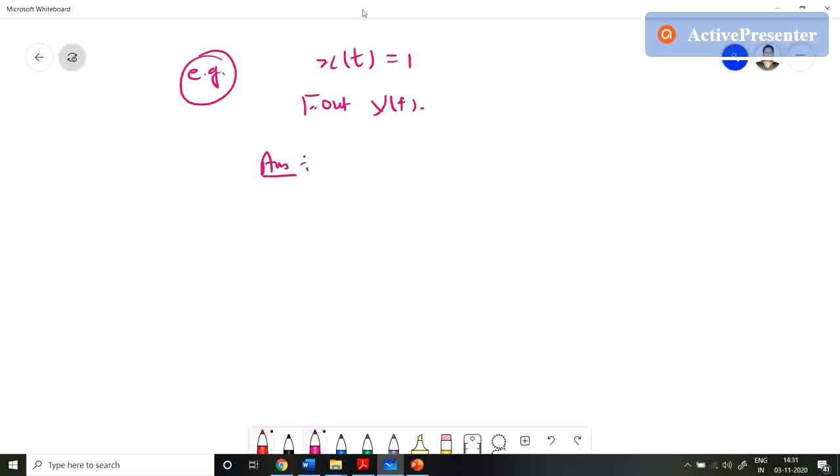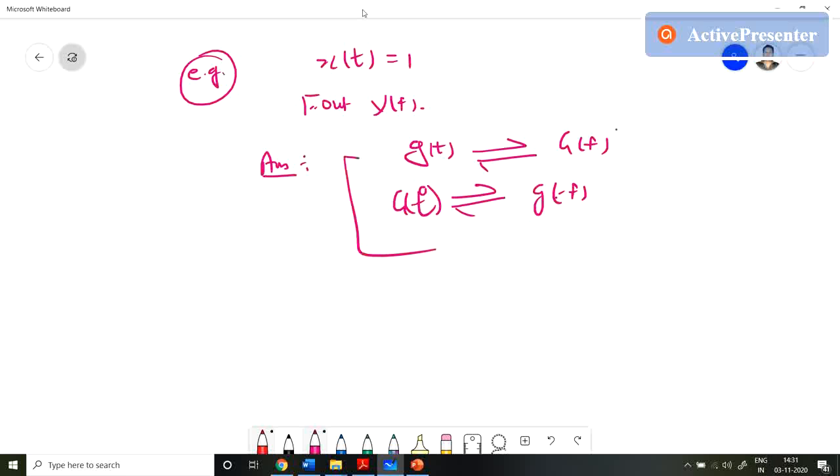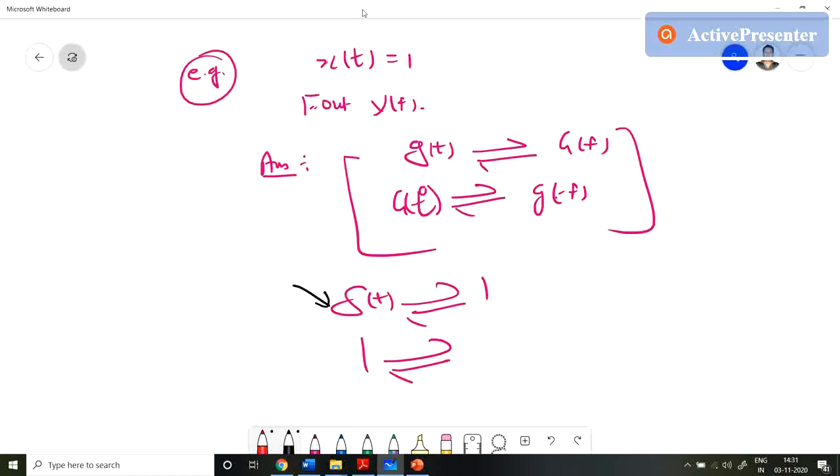So the solution of this is, again, we are going to apply the duality property. According to the duality property, if g(t) has Fourier transform G(f), then G(t) has Fourier transform g(-f). So delta(t) has Fourier transform 1. This is in the time domain and this is in the frequency domain. If 1 is in the time domain, then the Fourier transform is delta(-f), which equals delta(f), because the delta function is an even function.